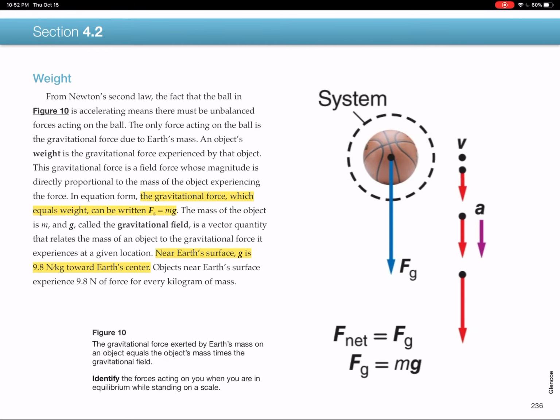Today we're going to talk about a particular force, the force of gravity or weight. In equation form, the force can be written in the form of F sub g is equal to m times g, where m is the mass of the object and g is the gravitational field. Now near the surface, g is equal to 9.8 newtons per kilogram. It's that same 9.8 meters per second squared that we learned about in the section on acceleration.